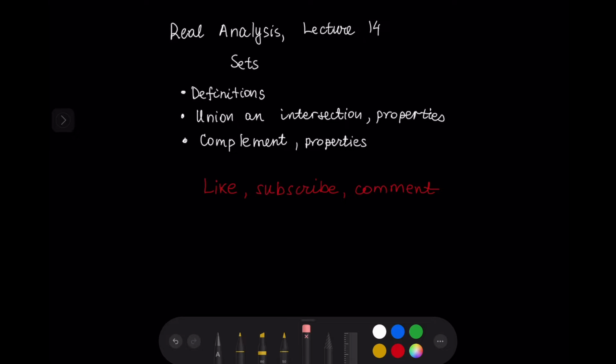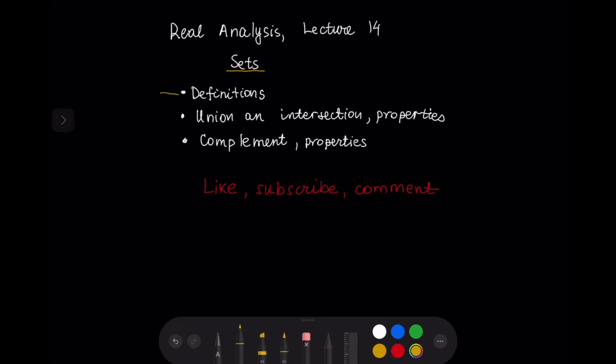Hello everyone, this is lecture 14 in real analysis and we are going to talk about sets. So we already talked about sets in previous lectures. We used sets and it was assumed that you have some prior knowledge about sets. However, in this lecture we will talk in more detail.